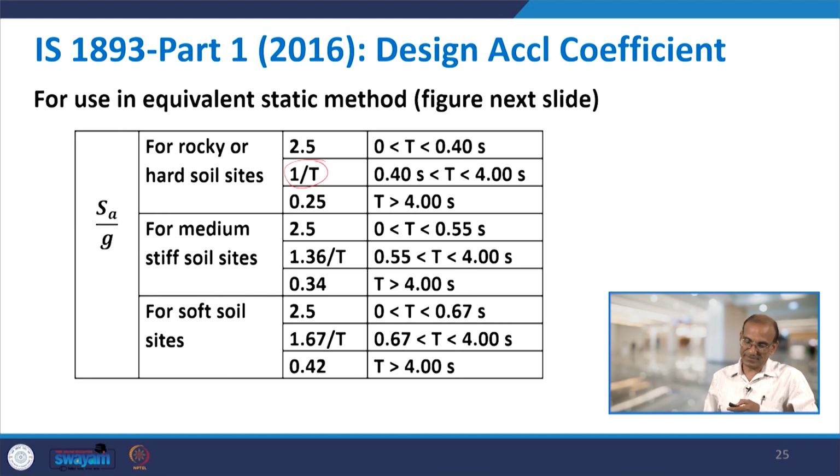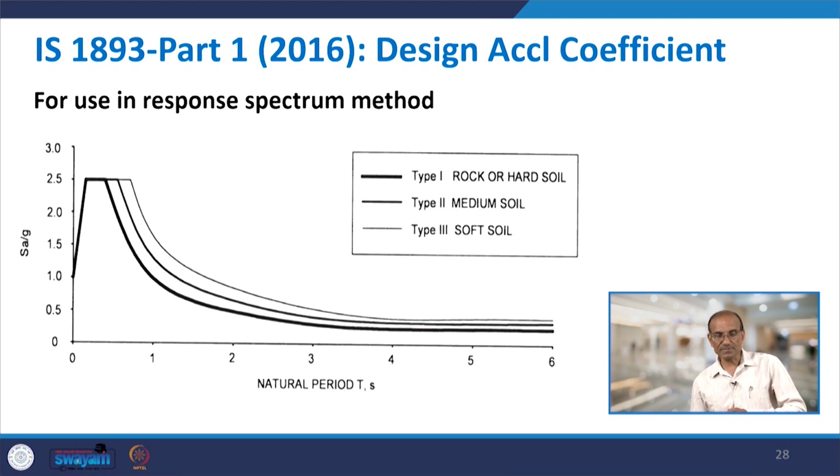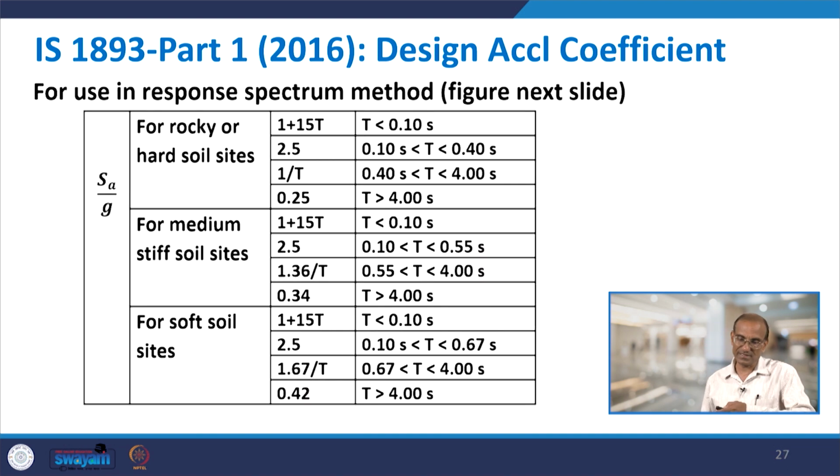So, this was the equivalent static method. Another method is called the response spectrum method. The curve for SA by G and T is quite similar, except that instead of 2.5 flat, it varies between this range. Now, what is this axis, what is the value of this time period? This time period is given here, this is 0.1 second. So, up to 0.1 second it is different, 0 to 0.1 second; the rest of the things are the same as we discussed. Up to 0.1 second, for rocky or hard site, for all 3 sites it is 1 plus 15T. So, the first row is constant.